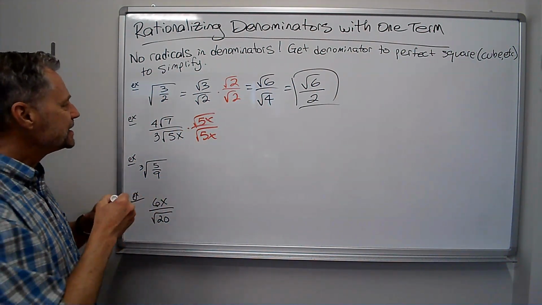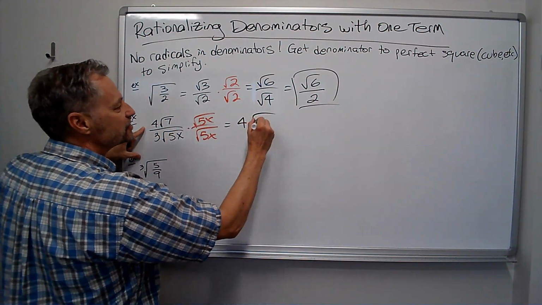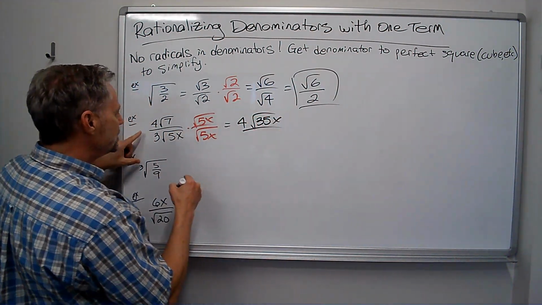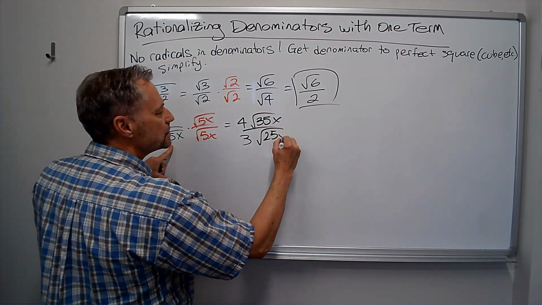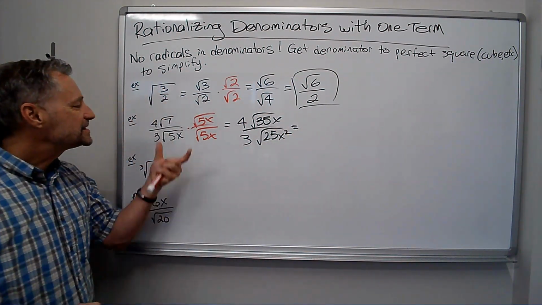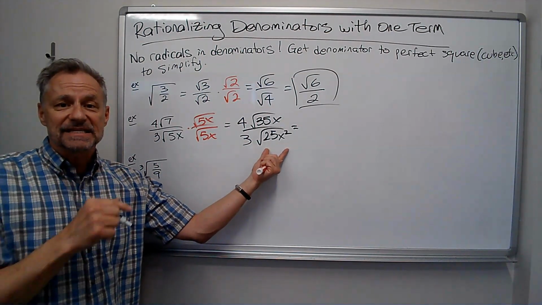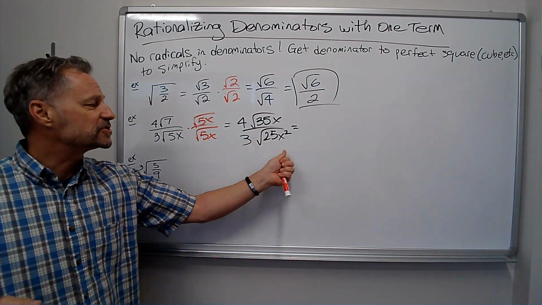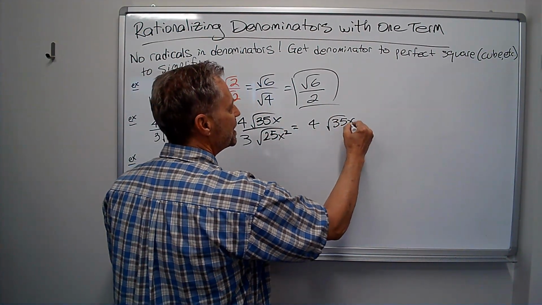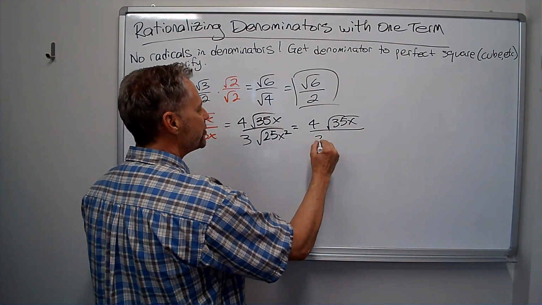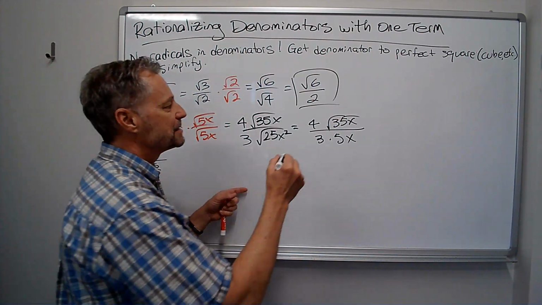So on top, I'm going to get 4 times the square root of 7 times 5, which is 35x. And on the bottom, I've got this 3, but inside is 25x squared. Some students will skip that step and just put 5x, and you're welcome to do that. I like to see that it's perfect. So the square root of 25 is 5, the square root of x squared is x. So I've got 4 times the square root of 35x on top, and on the bottom, 3 times 5x. Now I just multiply to get my answer.